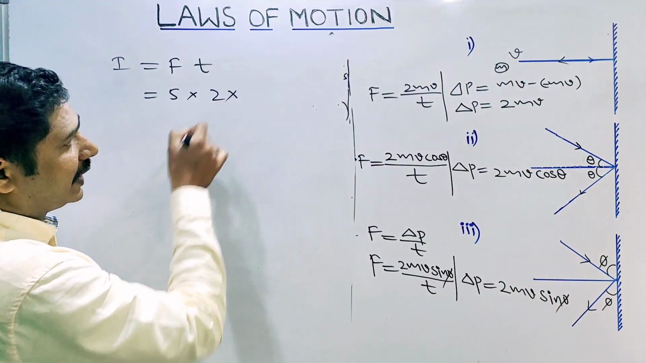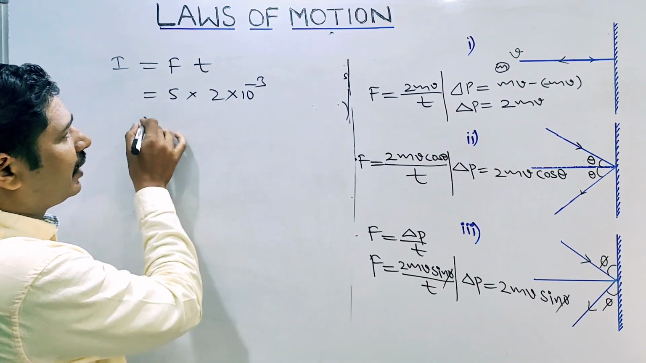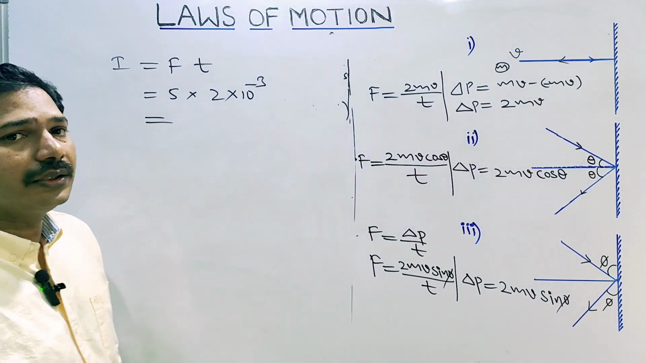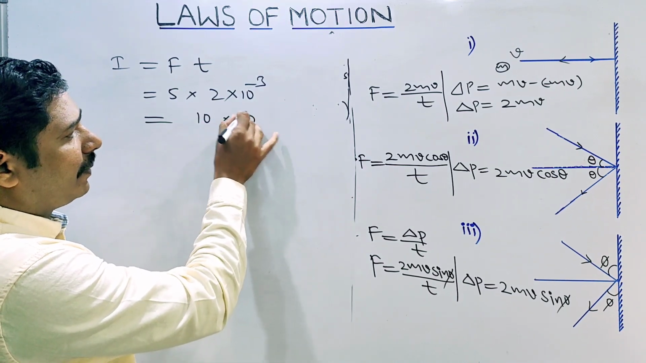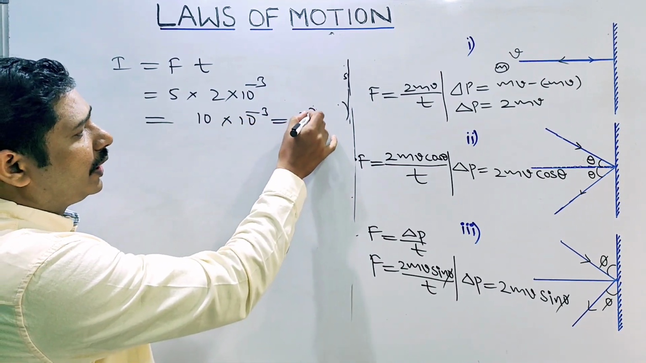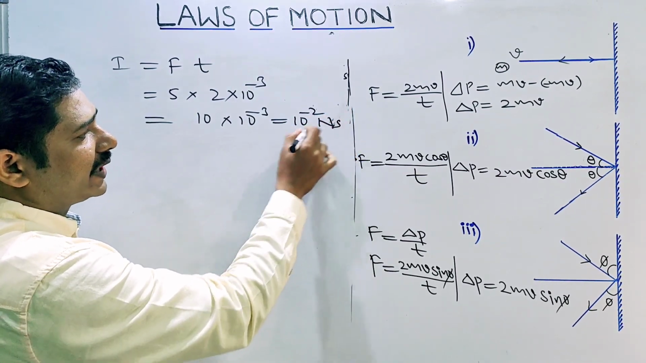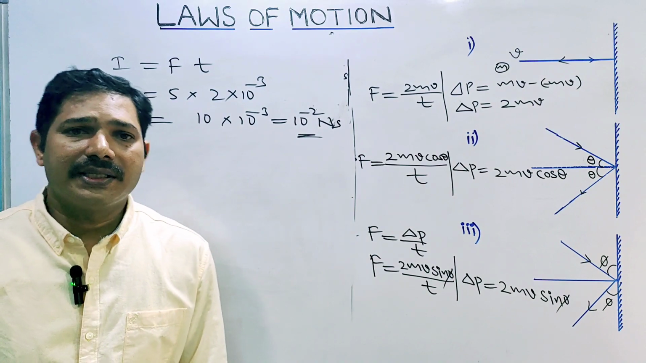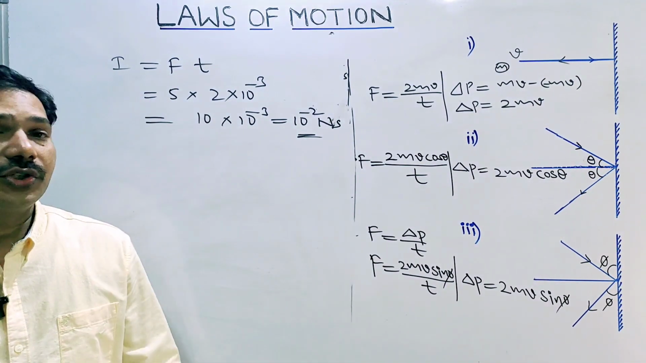2 milliseconds. Milli means how much? 10 to the power of minus 3. So 5 times 2 is 10, 10 into 10 to the power of minus 3 equals 10 to the power of minus 2. Impulse units are what? Newton seconds. So the impulse value we got is 10 to the power of minus 2 newton second.